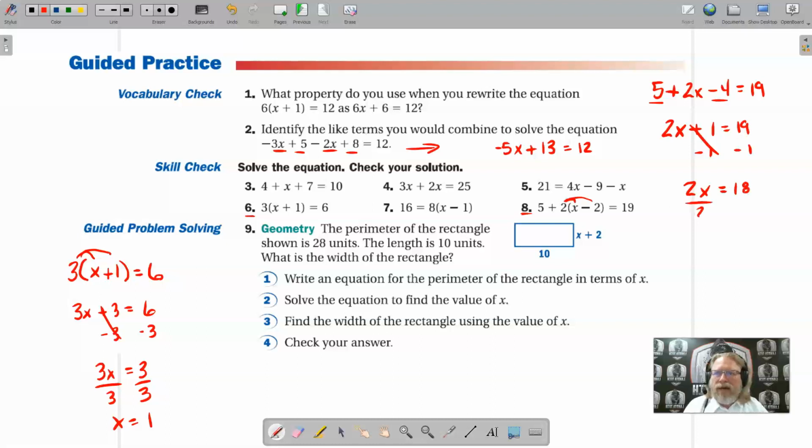Now let's go ahead and divide by 2. What we do to one side, we do to the other. The 2's cancel each other. We end up with x equals 18 divided by 2 is 9. So our solution is 9.